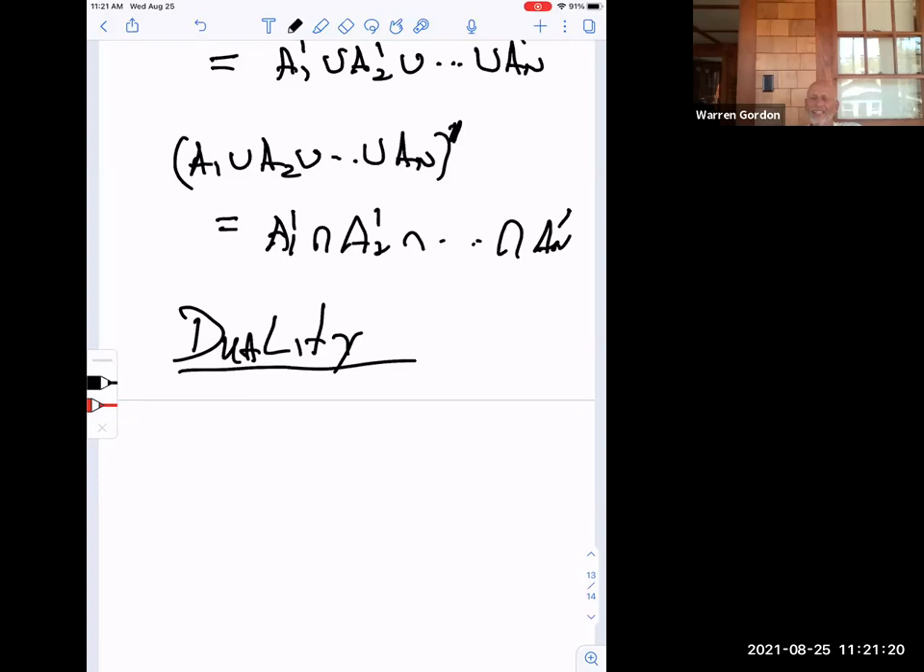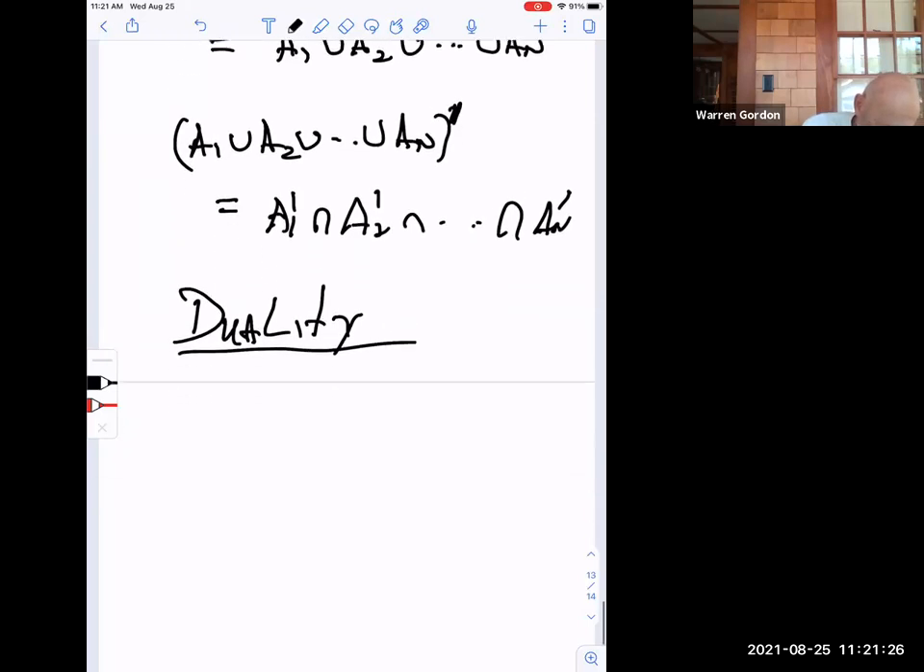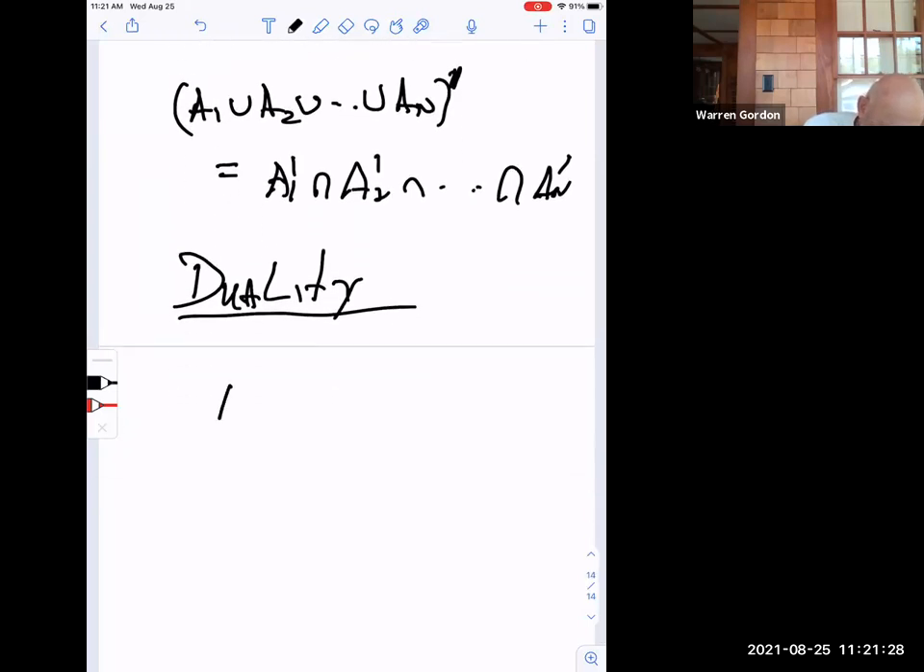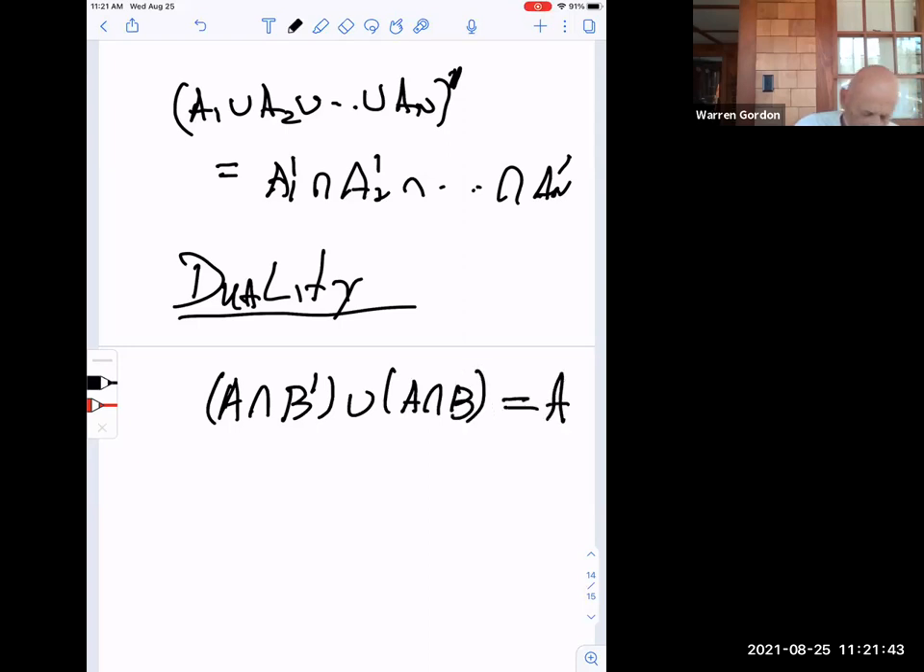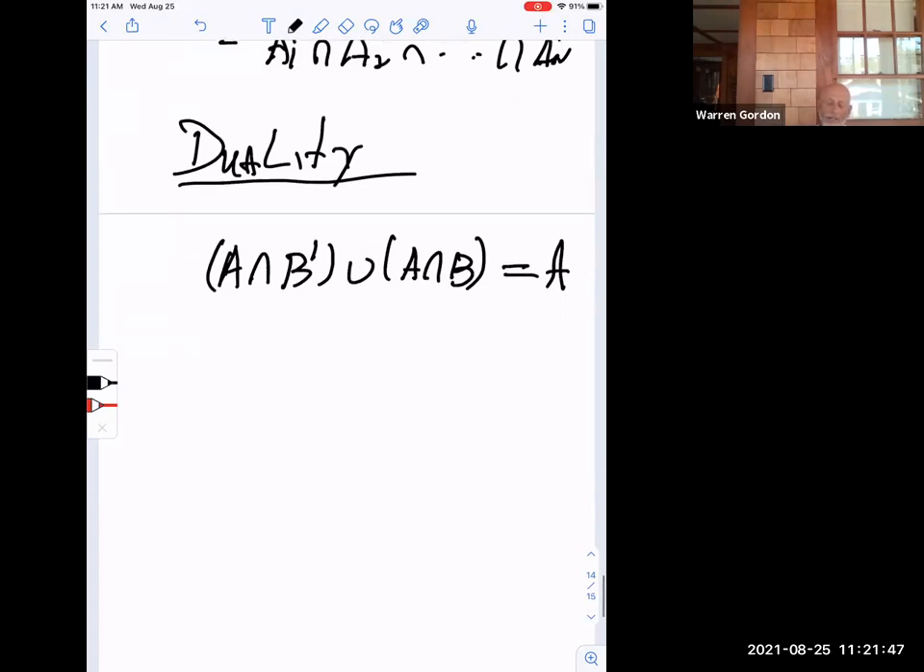Suppose you have any statement or any theorem about a set, okay? For example, suppose I give you this result, A intersection B complement union A intersection B equals A. Suppose we look at the statement. And by the way, why is this true? Let's see why this is true by means of a picture.